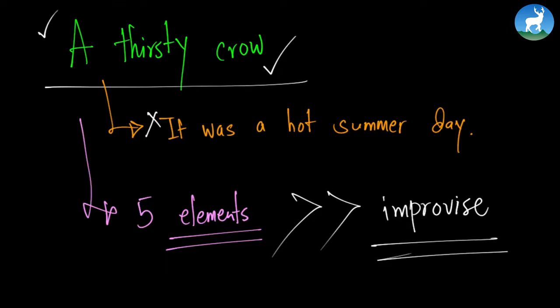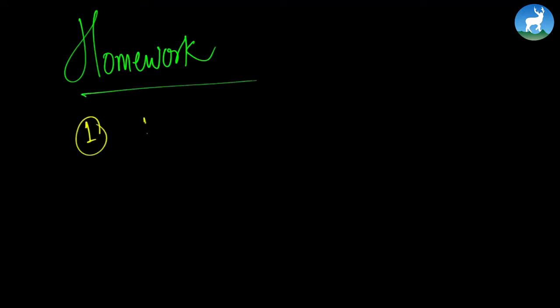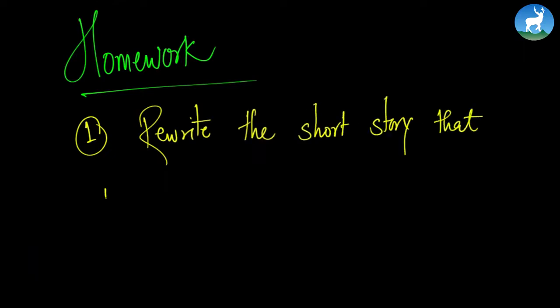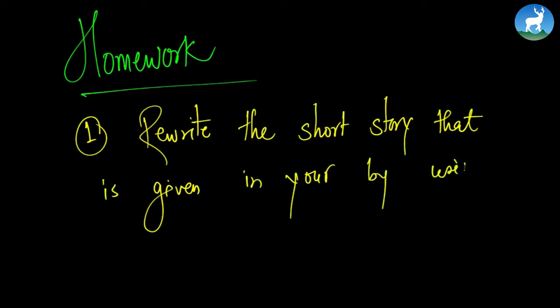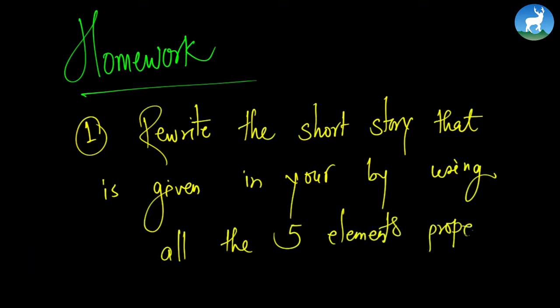Dialogues are very significant. Now we come to something called the homework section, something you may not like, but I love giving people homework, especially you. Your homework is to rewrite the short story that is given in your book by using all the 5 elements properly. Pretty easy. All you have to do is remember the 5 elements and use them judiciously. That's your homework. With this, we come to the end of today's class.